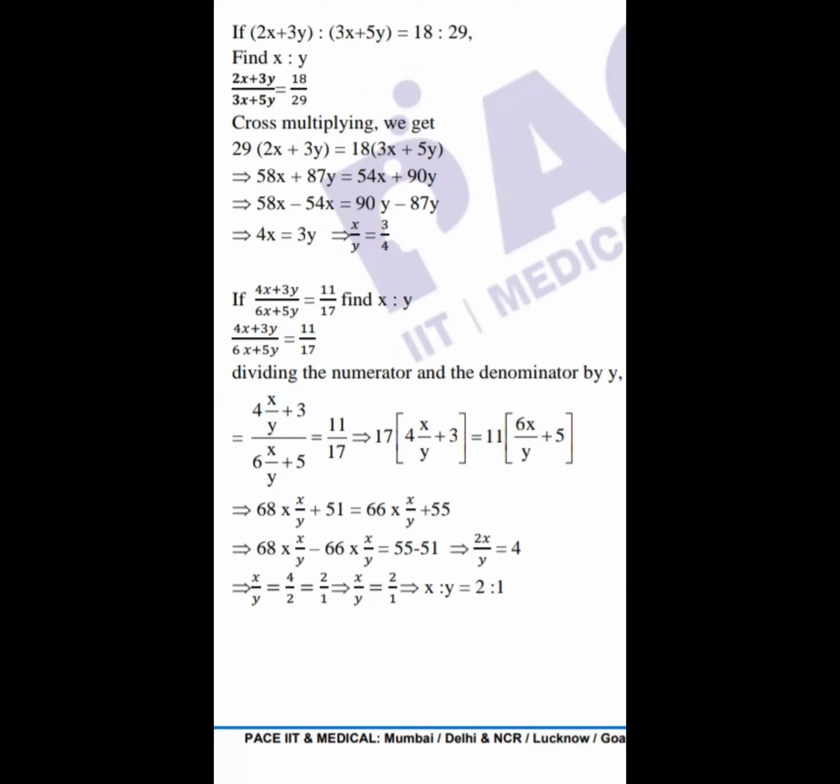Ask me. Sir, I didn't understand the second method, dividing the numerator and denominator by y. See, let me show you in my way. Okay, I'm writing it and sharing the screen. As of now, just write both the solutions.